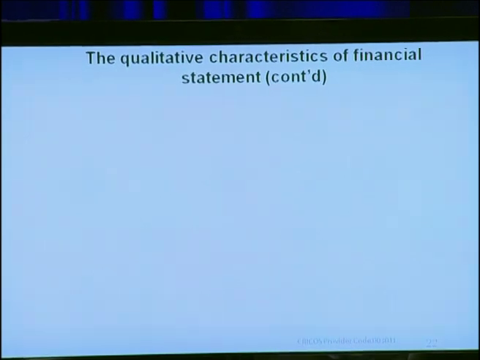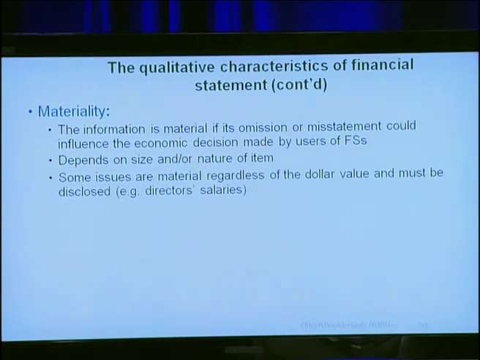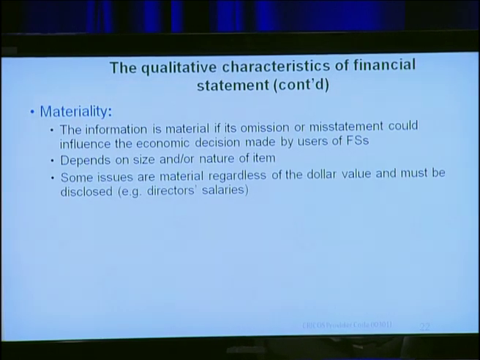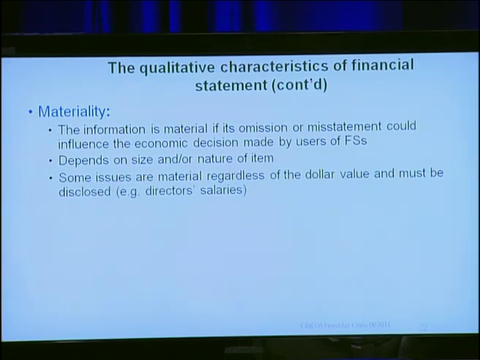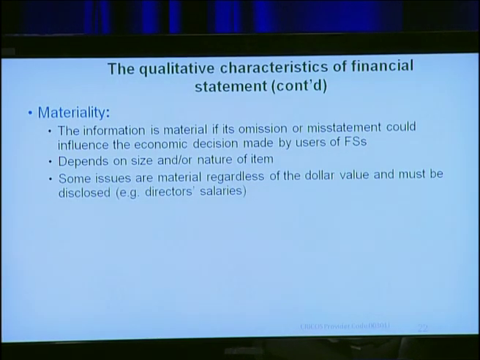Okay, the first we have is materiality. Information is material if its omission or misstatement could influence the economic decisions made by the users of financial statements. Next, it depends on the size or on the nature of the item. Some items are material regardless of the dollar value and must be disclosed, for example, directors' salaries.